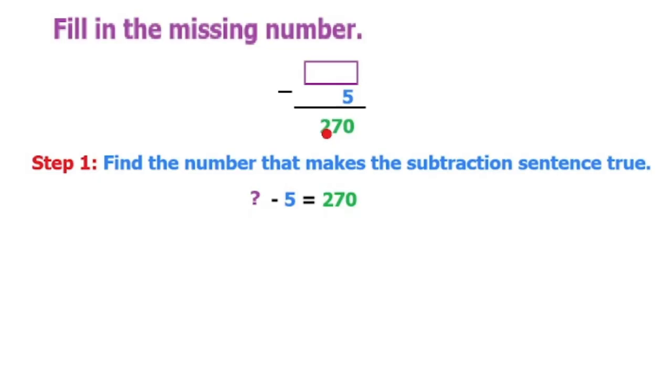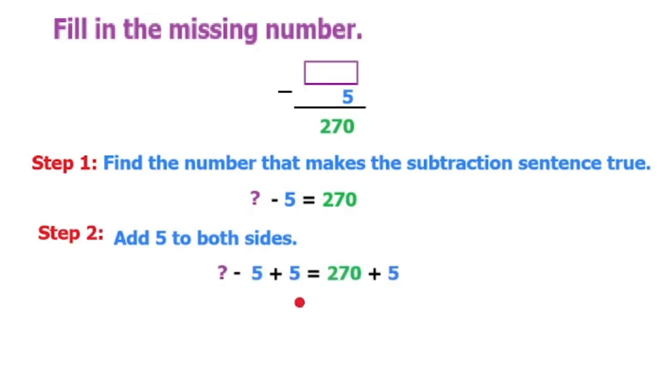That would be the best way to do this problem. So how's that going to look? So we have question mark minus 5 plus 5 equals 270 plus 5. And you add the 5 on both sides because you want to make sure you keep the symmetry of the equation. So you can't just add 5 on one side. You have to do it to both sides. And you'll have to remember this later when we do more complex equations, and it'll come in handy for you then.